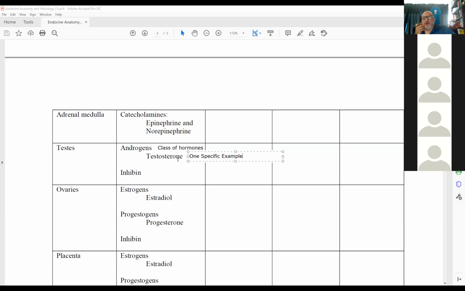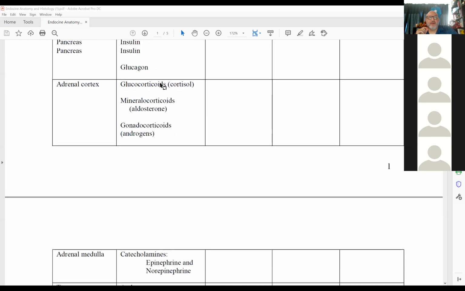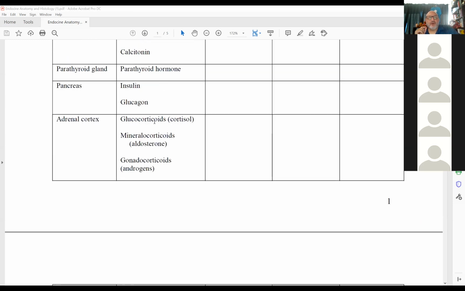So testosterone is one specific example of an androgen. Estrogen is the class of hormones. Estradiol is the most common. Progestins is a class of hormones. Progesterone is the most common, right? If we roll back up here, glucocorticoids are a class of hormones. Cortisol is the most common specific one. Mineral corticoids, class. Aldosterone, specific.